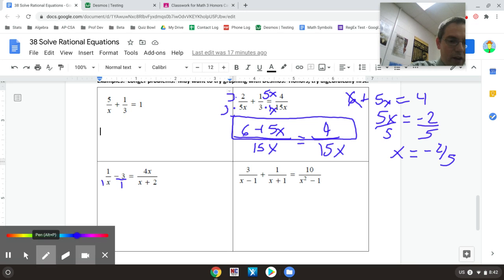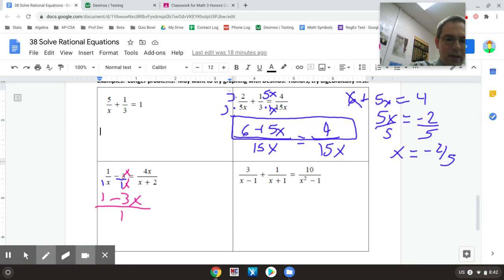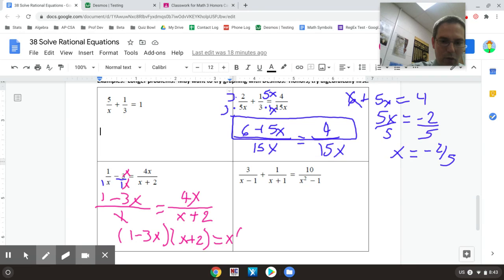On this other one, though, I do need to put an x on the bottom, since the first fraction has an x, and that will be an x top and bottom there. So that gives me a 1 minus 3x over x on this side, and the other side is still a 4x over x plus 2. Now at this point, I need to cross multiply, so that is a 1 minus 3x times x plus 2 over x times 4x. And honestly, doing this one algebraically, you're getting some interesting algebra here.